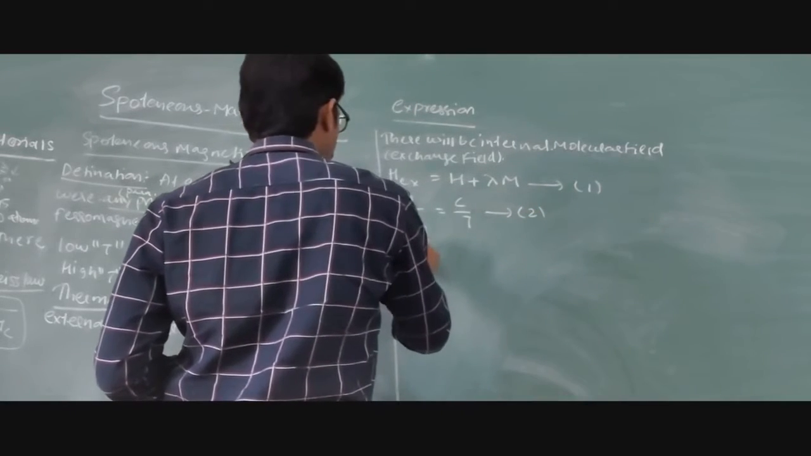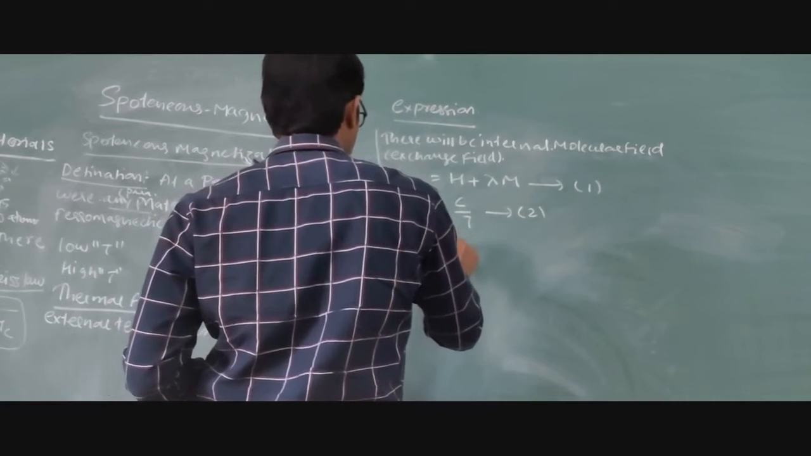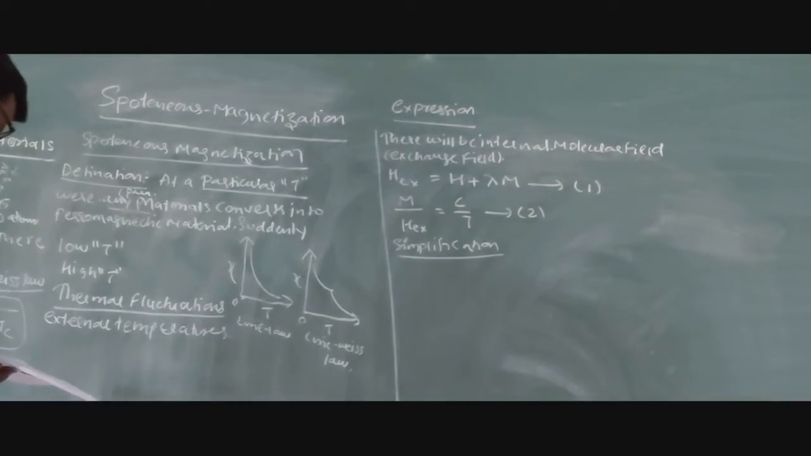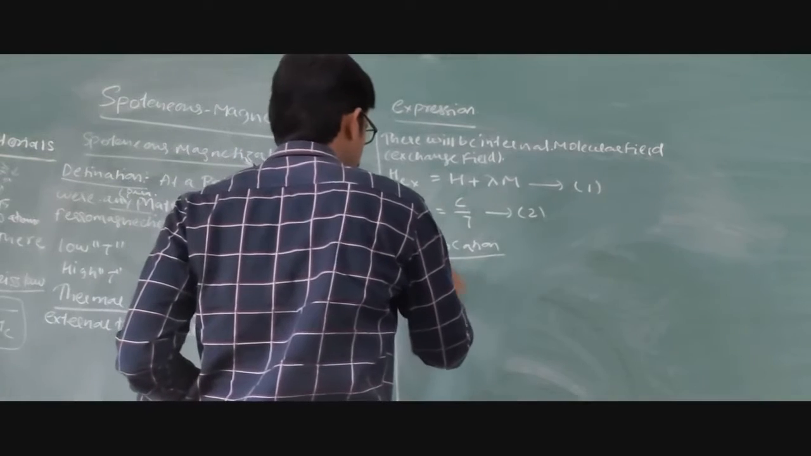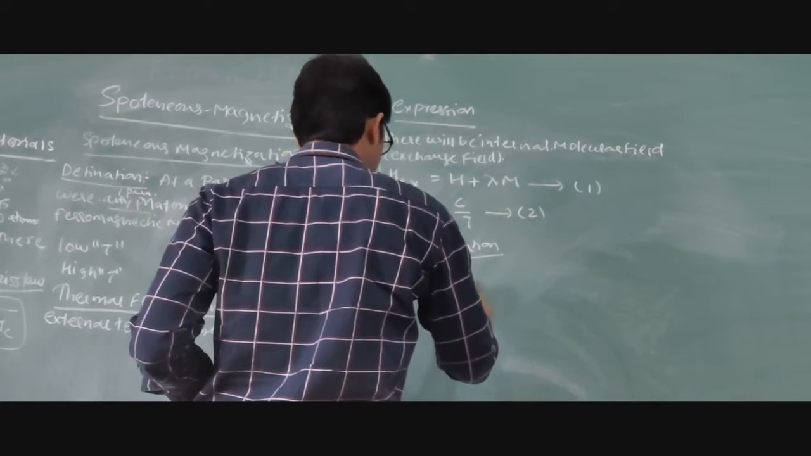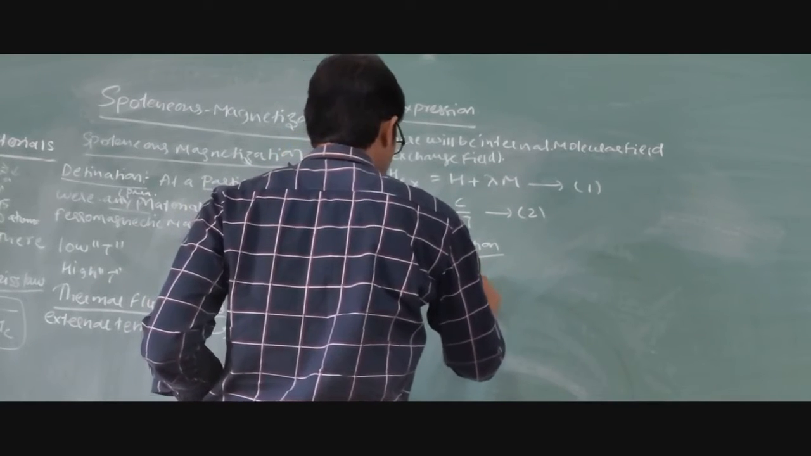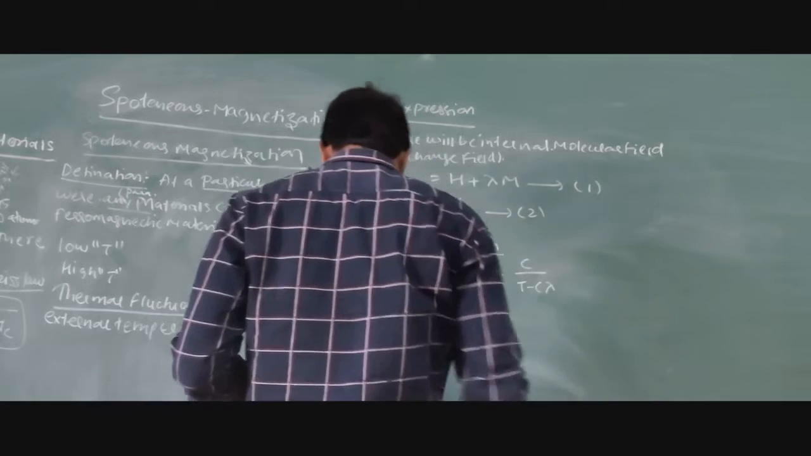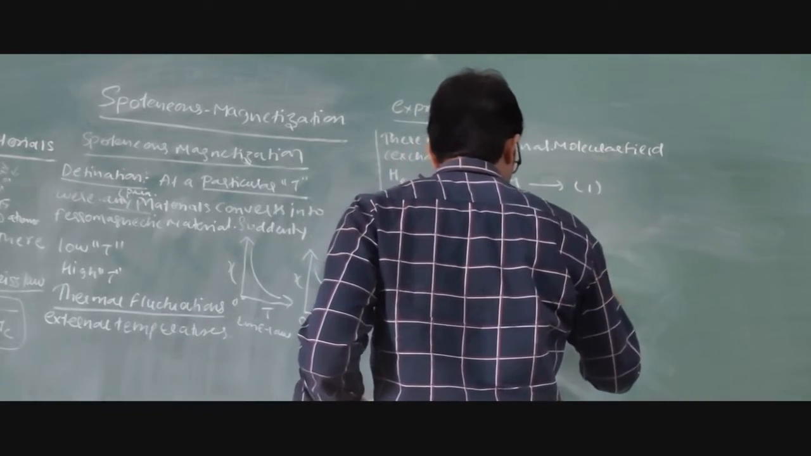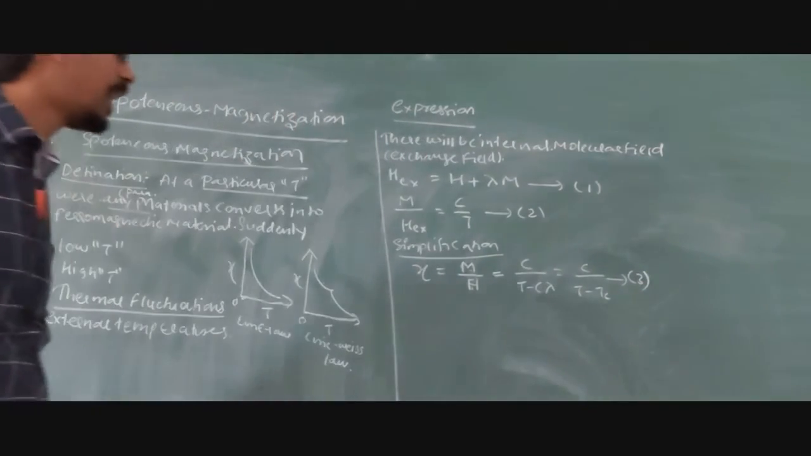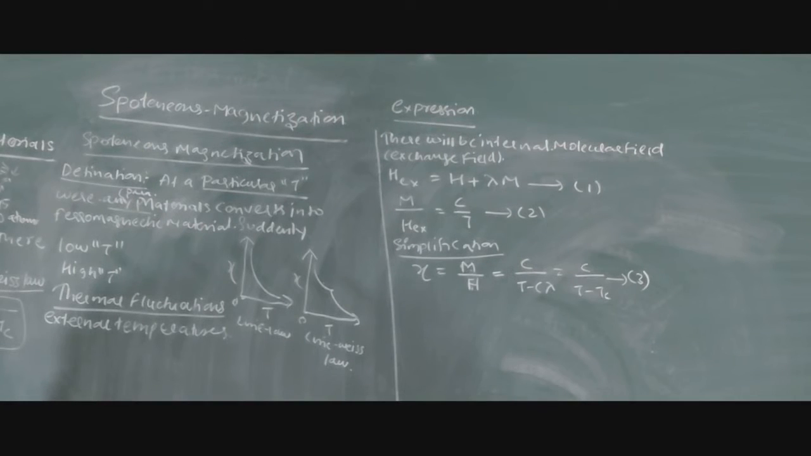From simplifying equations 1 and 2, what will happen? We are going to get M by H equal to C by (T minus C lambda), that is, C by (T minus Tc). So the third equation actually represents the Curie temperature. It is called the transition temperature. Understood?